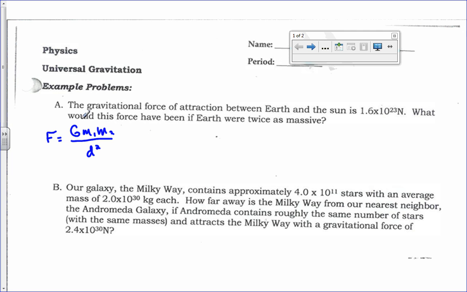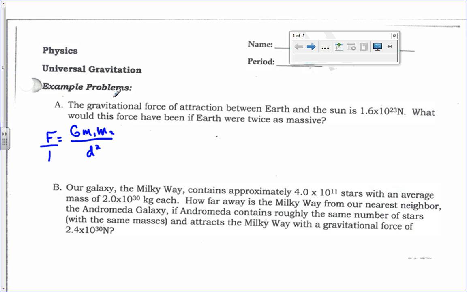So we can see from this formula that force and gravitational constant are proportional, right? Force is on the numerator line, gravitational constant is on the numerator line, so they are proportional to each other. That means if one goes up, the other one goes up. Of course, this is a constant, so it's not going to change. Force is proportional to mass of object 1. Force is proportional to mass of object 2. So if the mass of object 1 or the mass of object 2 goes up, then force goes up.